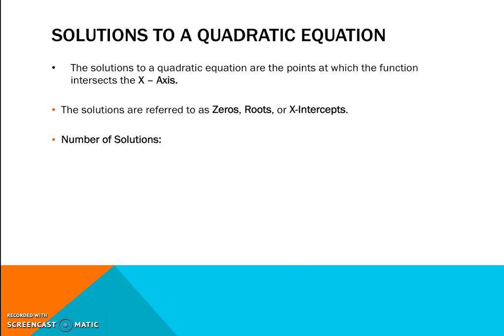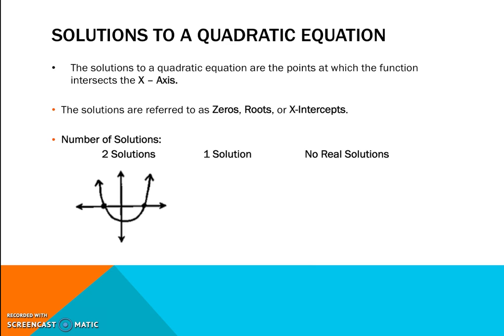Number of solutions. Your quadratic equation can have either two solutions, one solution, or no real solutions. Here is the graph for a quadratic equation that has two solutions only. Notice that the line passes through the x-intercept at two different places.